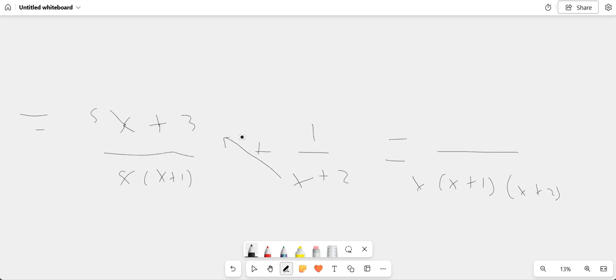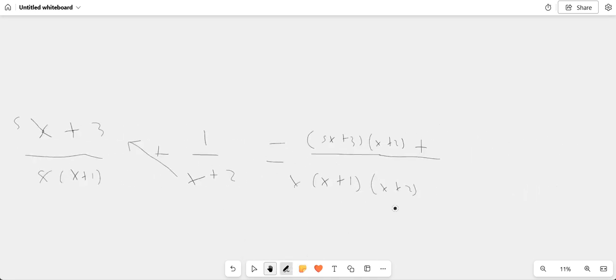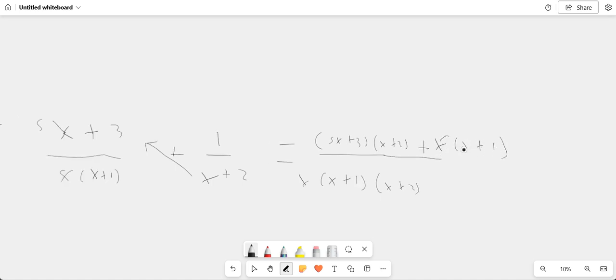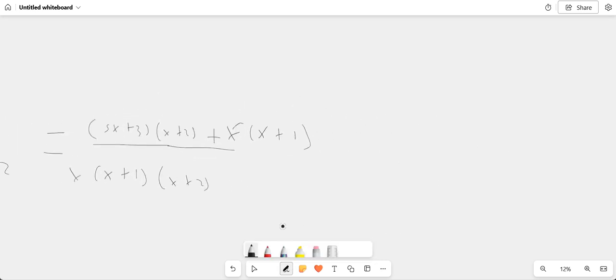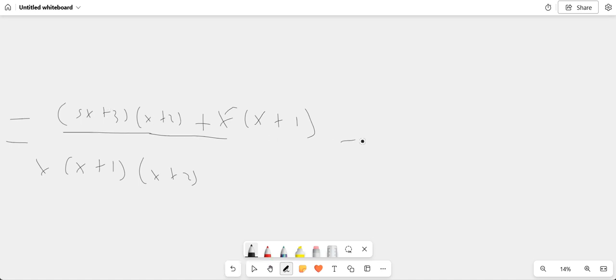And then times x plus 2 up here, so we've got 5x plus 3, and then x plus 2, and then plus in the middle, and then 1 times x plus 1. It's glitching. Alright, cool. So now, very long.